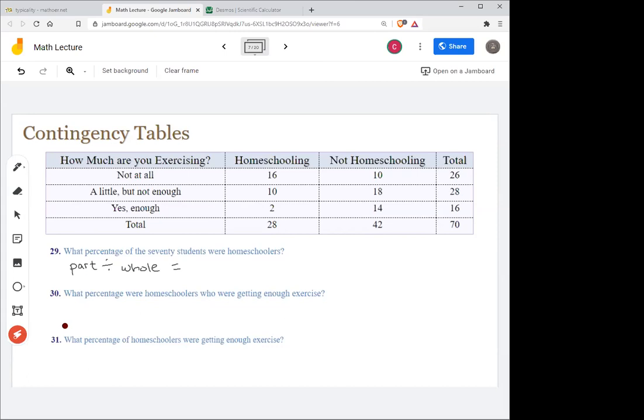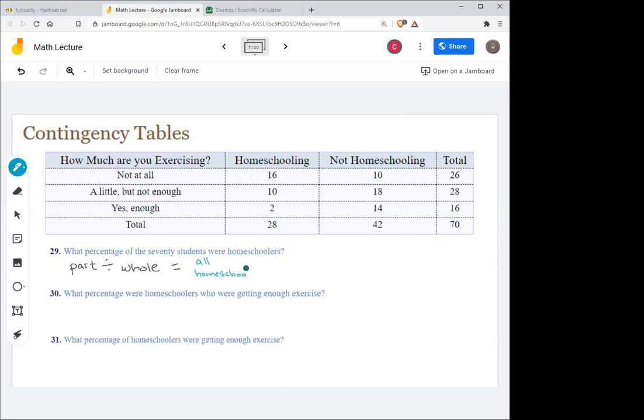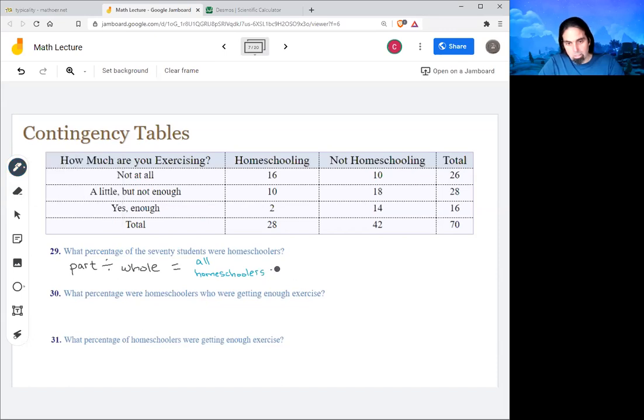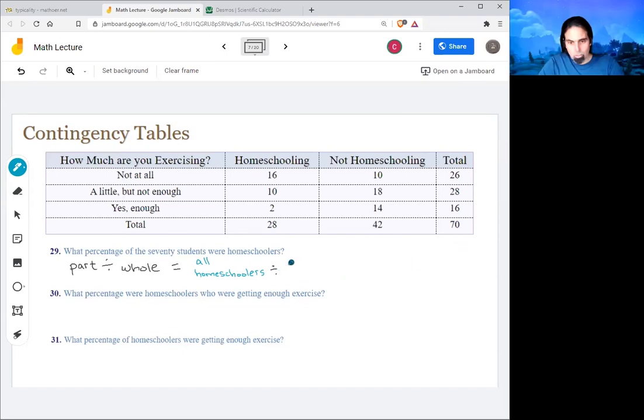Would you add all the homeschooling together? Yeah. And would it be 56? So it's all homeschoolers. And then we're dividing by... What's the whole amount? 70. 70, right? All students, my grand total.